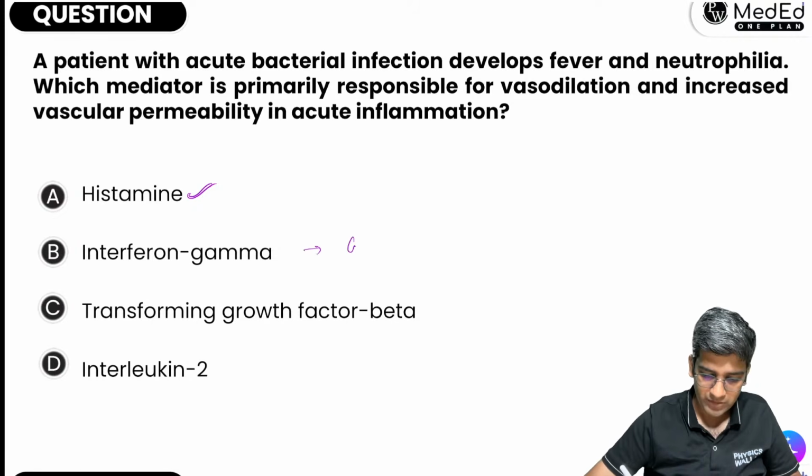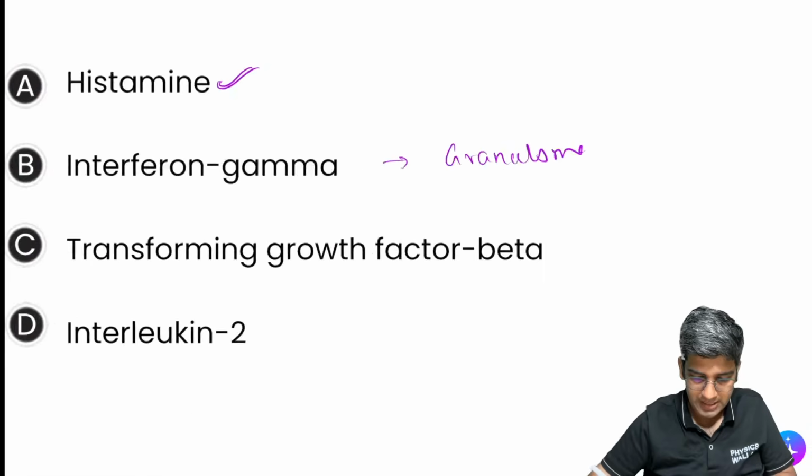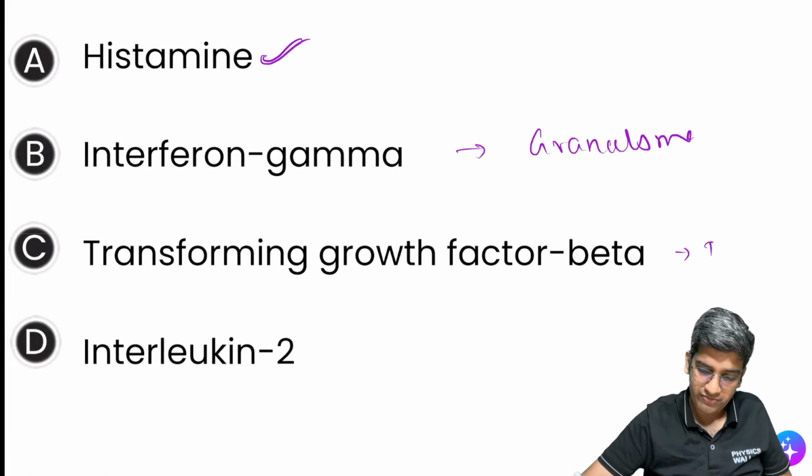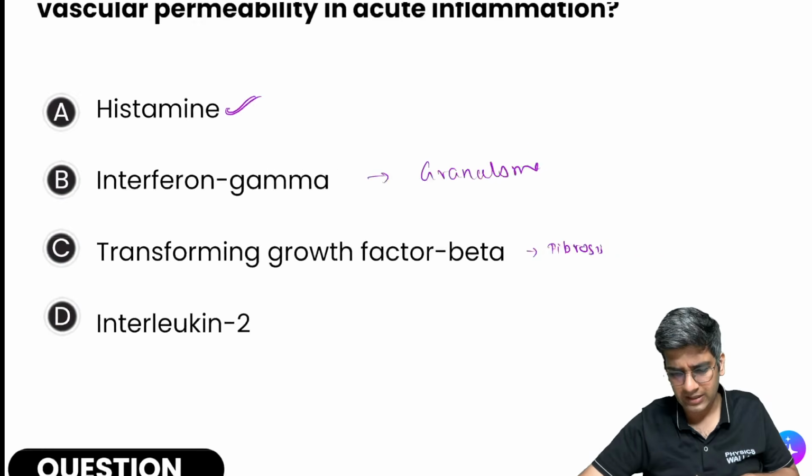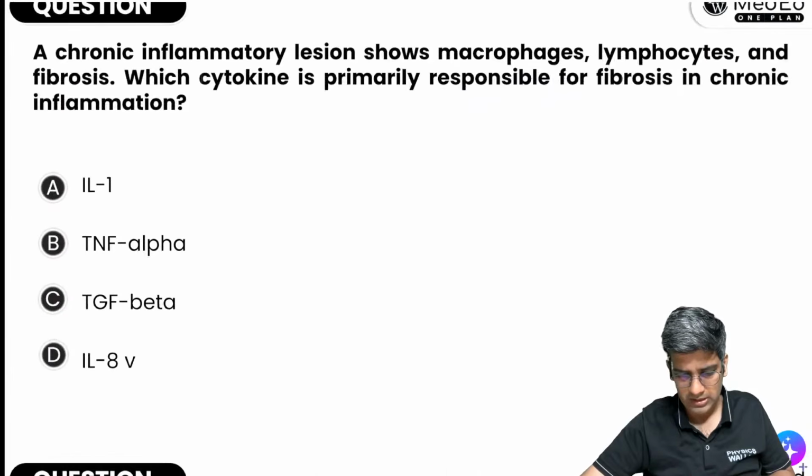Interferon gamma is seen in your granuloma formation, right? And TGF-beta is fibrogenic, helps in fibrosis, seen in wound healing. Interleukin-2 attracts lymphocytes. It's a simple one-liner. I'm sure you know the answer. Okay. Next question.